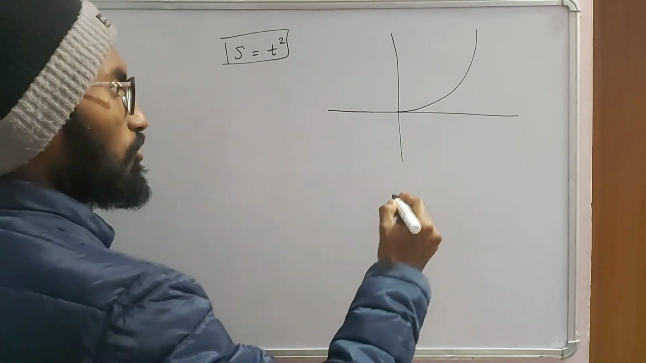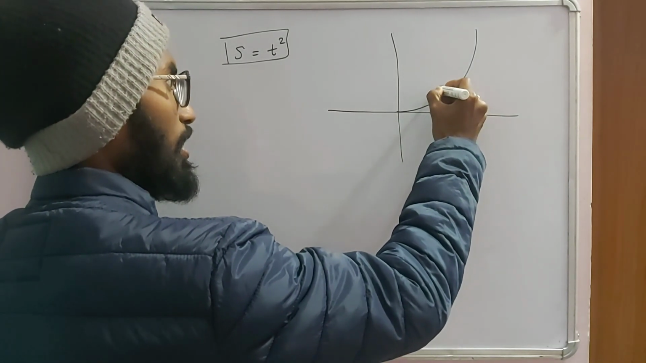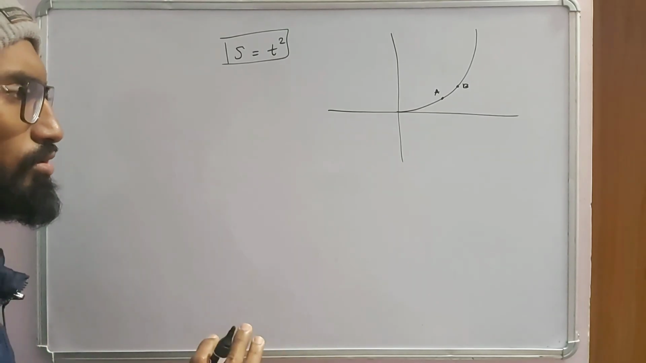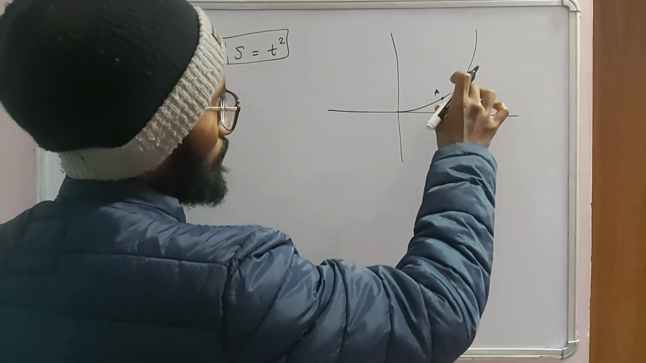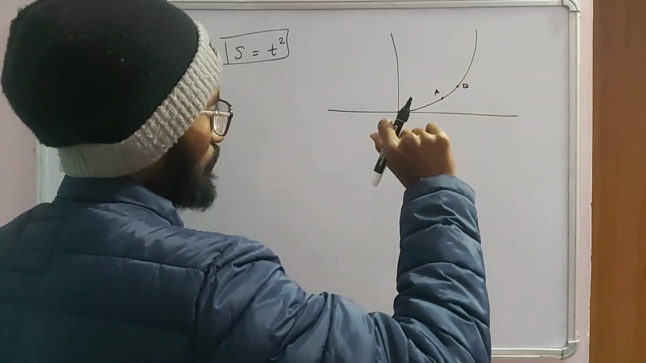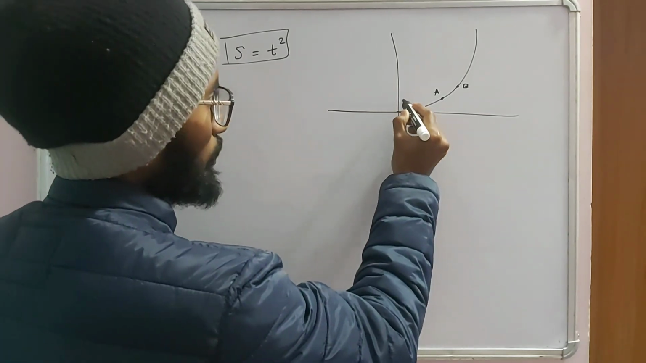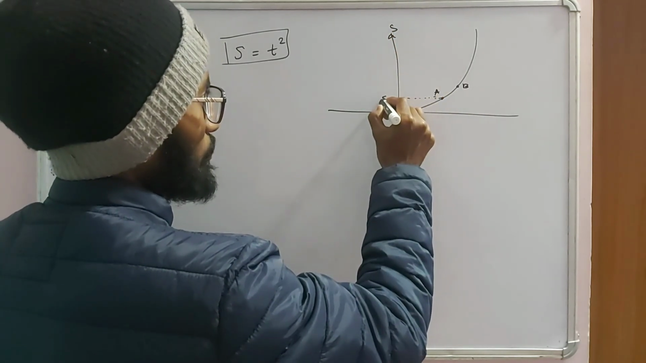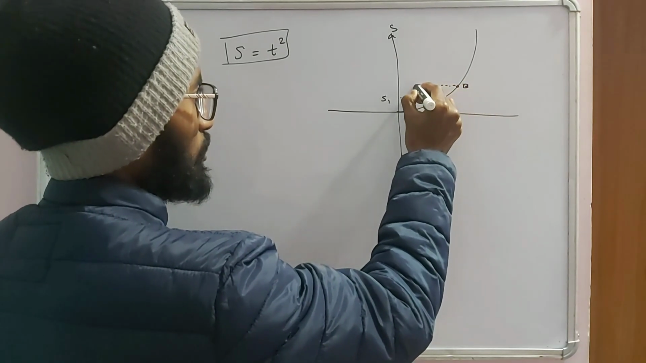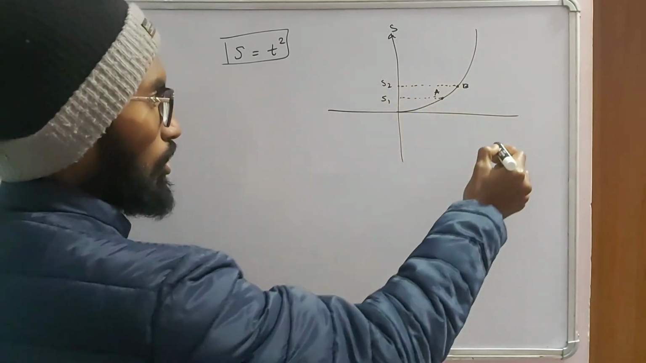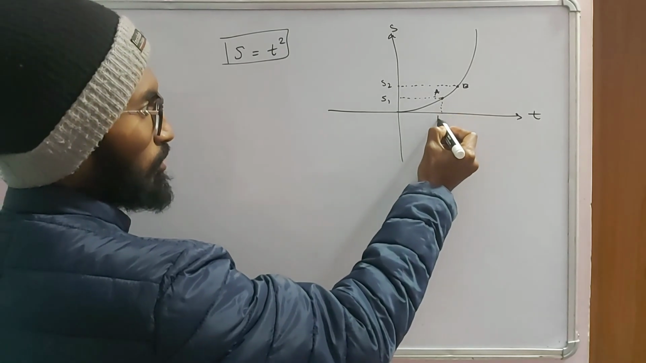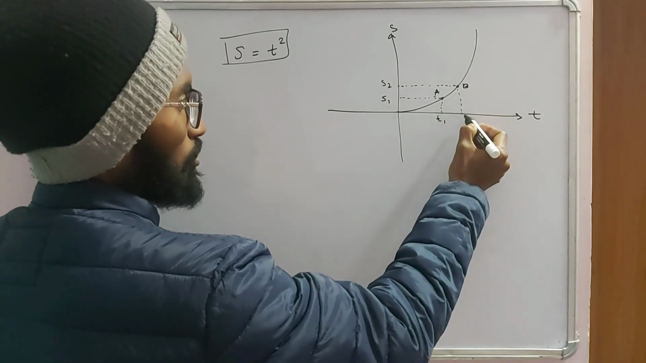So what you do, you consider two points A and B very close to each other. Now, to see what the distance between A and B is, you correspond point A to the s axis, and this will come out to be s1. At point B, you correspond it to the s axis, and it will come out to be s2. Now, on the time axis, point A corresponds to t1, and B corresponds to t2.